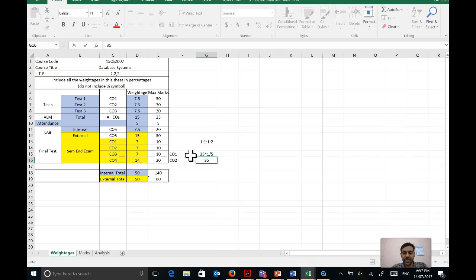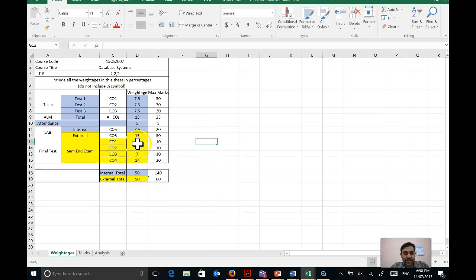Again, 35 times the ratio, which is 1, divided by the total of the ratios, which is 5. And same is the case with CO3 also. It is 35 times 1 divided by 5. But CO4 is a little different. CO4 is 35 times 2, because the ratio is 2, double the weightage, divided by 5. The denominator remains the same. So that's how I got 7, 7, 7 and 14. So make sure you're calculating this carefully and placing those values here.